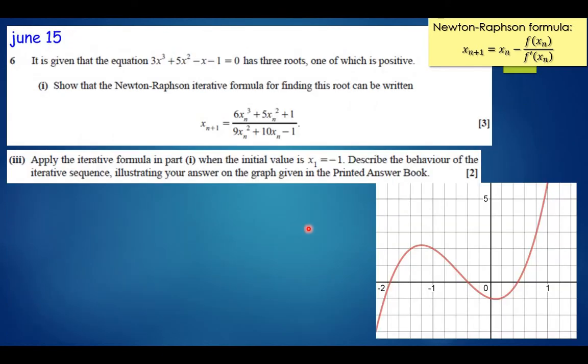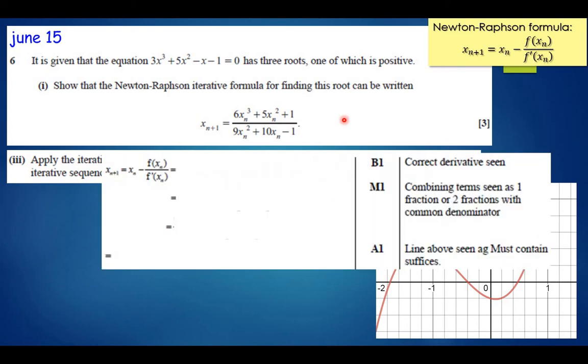Here's an old exam question. We're given a cubic, and we know it's got 3 roots, one of which is positive. Here's a sketch of the graph down here. First of all, we have to show the Newton Raphson method gives us this. Now we know the Newton Raphson method is not one single fraction, so we're going to have to do a bit of substituting and simplifying.